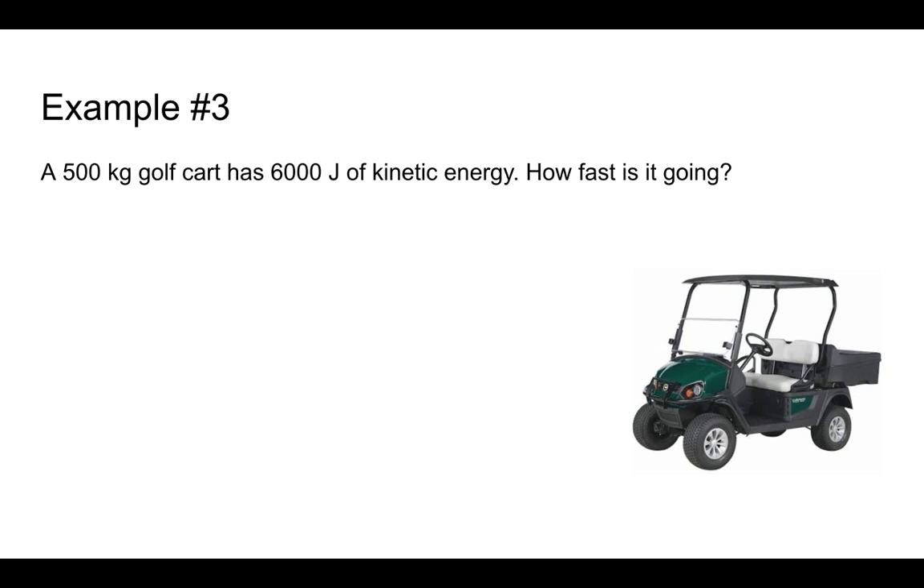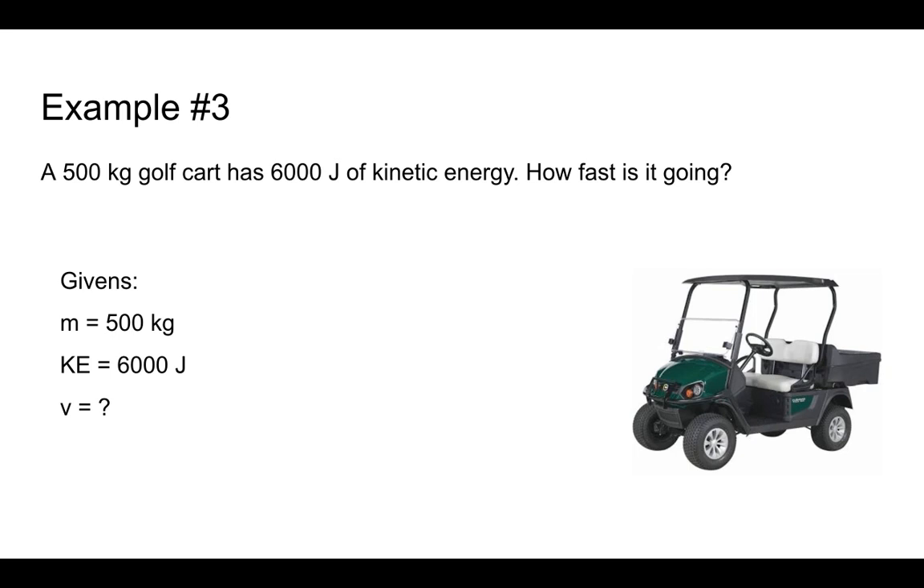All right, our example number 3: we have a 500 kilogram golf cart that has 6,000 joules of kinetic energy. How fast is it going? So again, let's write down our givens first. First and foremost, we know that the golf cart is 500 kilograms. So our first given is that the mass of the golf cart is 500 kilograms. It says that it has 6,000 joules of kinetic energy. So writing that down, we get kinetic energy equals 6,000 joules. And then we want to know how fast it's going. So we want to know what V, the velocity or speed of the golf cart, is.